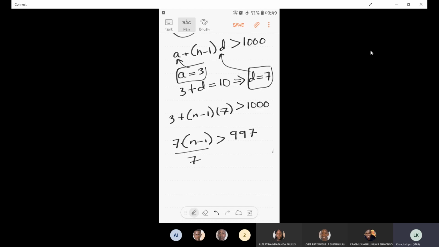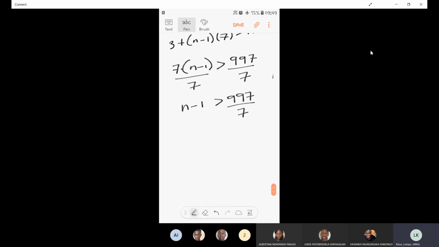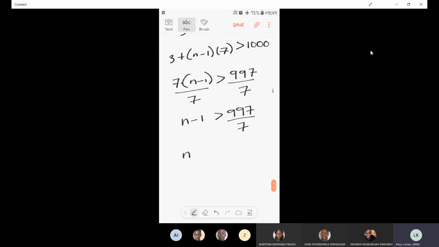Okay, then you divide by 7 on both sides. You get n minus 1 is greater than 997 over 7. And then I will add 1 on both sides. So I get n is greater than 1004 over 7. So that is what I have.